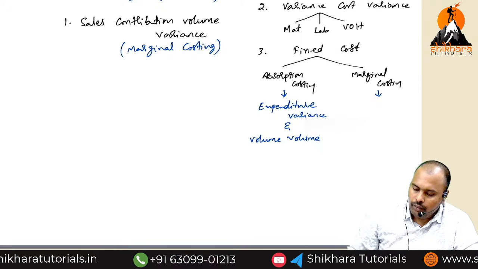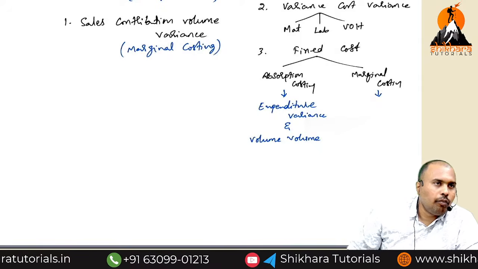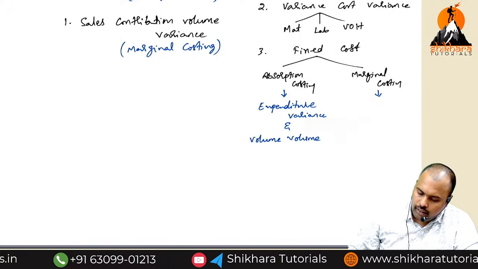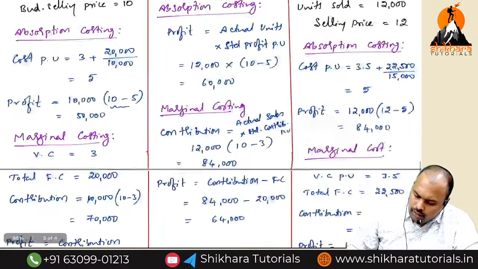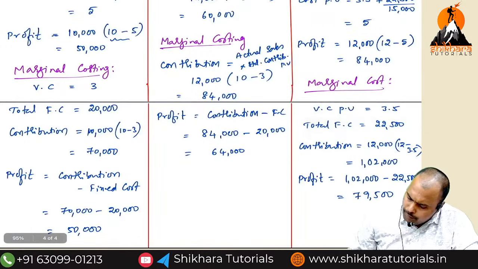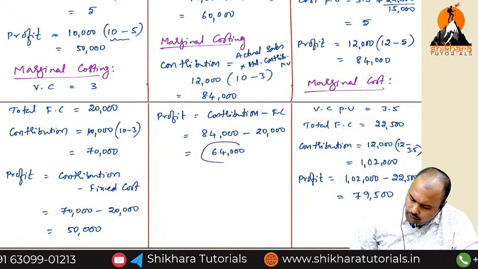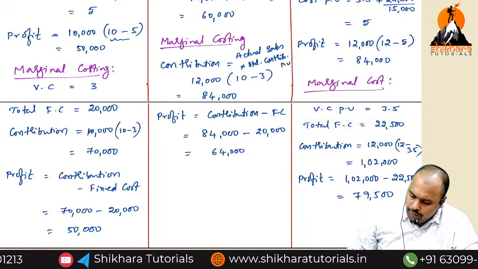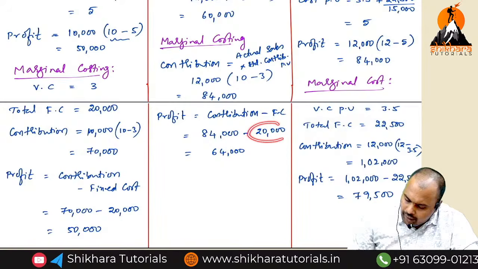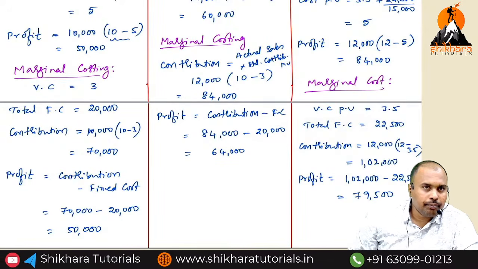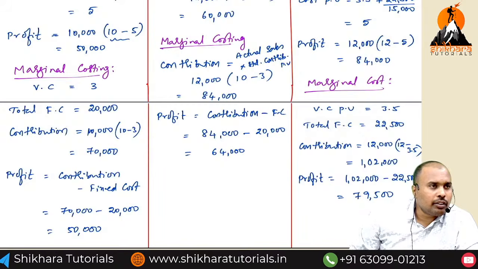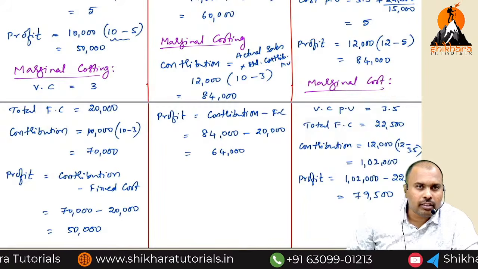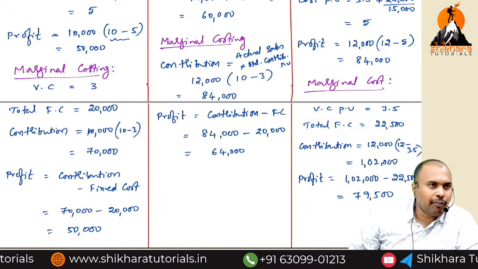Clear? Now under marginal costing, what am I supposed to take? Let us see that also. Sir, here how much is the profit difference? Here 64,000 and here it is 75,500. If you observe, fixed cost here is 20,000 and here it is 22,500. How much is budgeted fixed cost? 20,000. So 20,000 is impacted. How much is actual fixed cost? 22,500. 22,500 I have impacted.